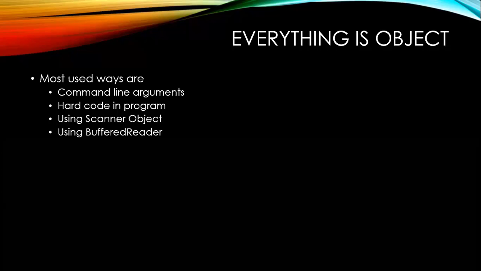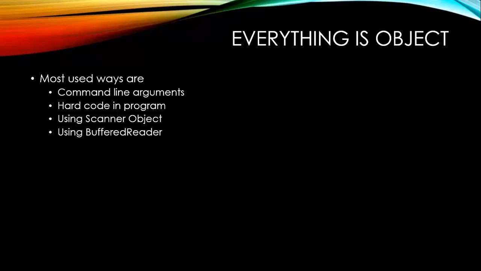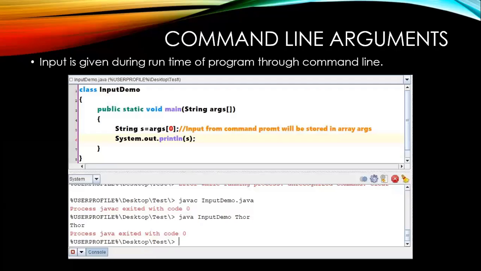Okay, so these are the four most commonly used ways for reading an input in Java from the user perspective. That means whatever a user enters, that input will be read in one of these ways. Clear? Right. Most of you might already know what exactly a command line argument is and how to read that information, right? So, working with command line arguments. With respect to command line arguments, input is given during the runtime of a program through the command line, right? So here is a simple example.